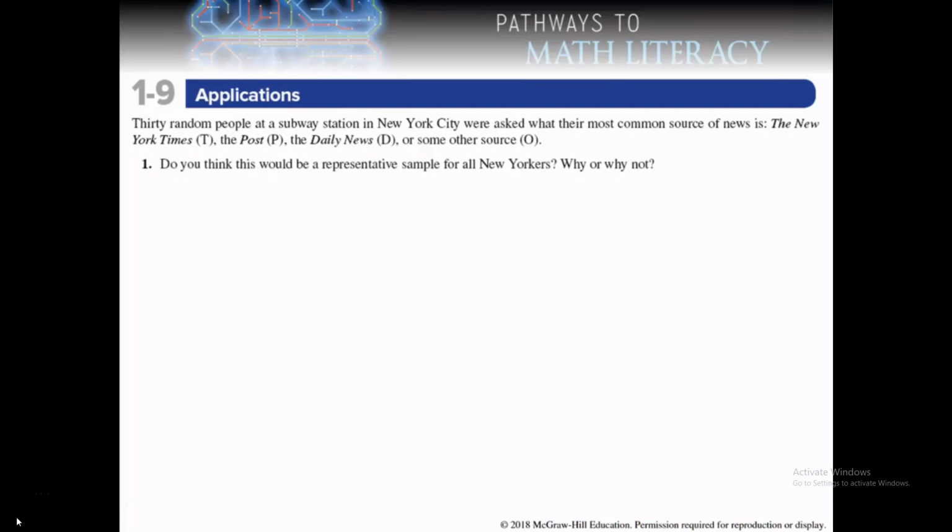Here we're looking at a study where they stopped 30 people at a subway station and asked what their most common source of news was. In number 1, do you think this would be a representative sample for all New Yorkers? Well, probably not. First of all, it's only 30 people. That's really not a big enough sample size. And second of all, they're all from the same location, and that is not a good way to get a good mix of people.